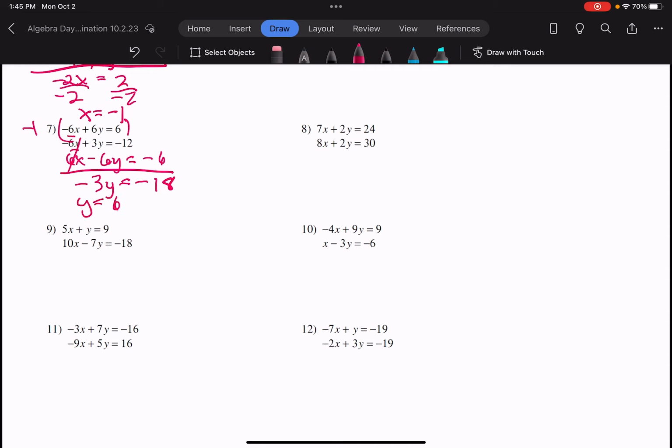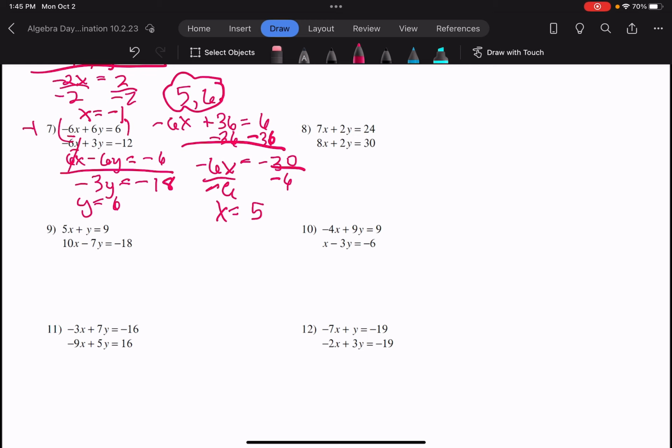Y equals 6. And then I can plug that in. Negative 6x plus 36 equals 6. Subtract 36 from both sides. We get negative 6x equals negative 30. Divide both sides by negative 6. X equals 5. So we have 5 comma 6 as our answer. And I can test that out. Negative 30 plus 36 gives me positive 6, and negative 30 plus 18 gives me negative 12.